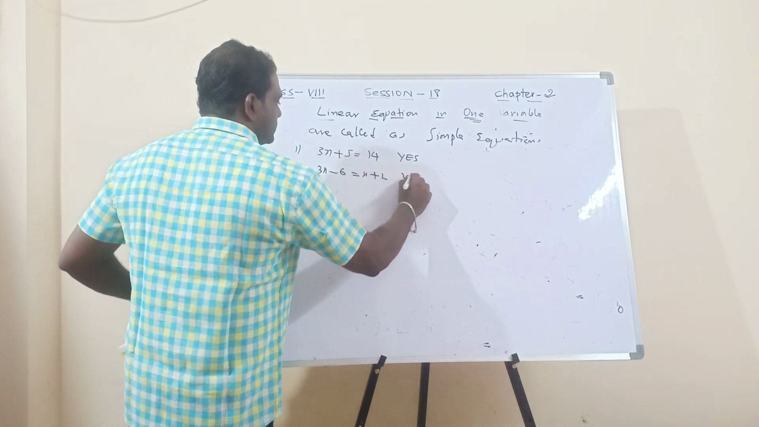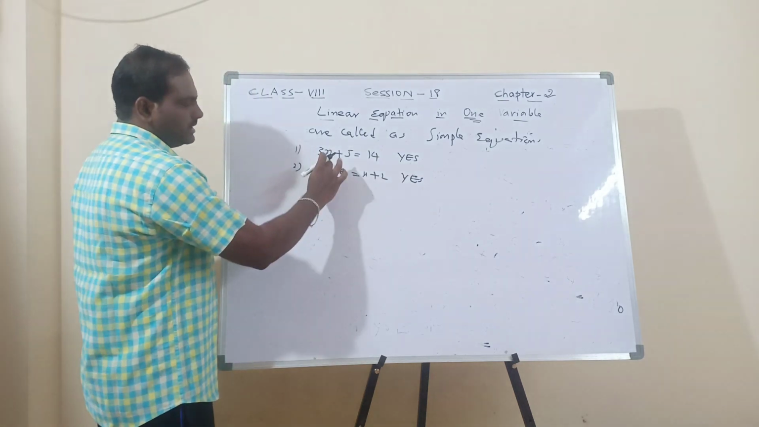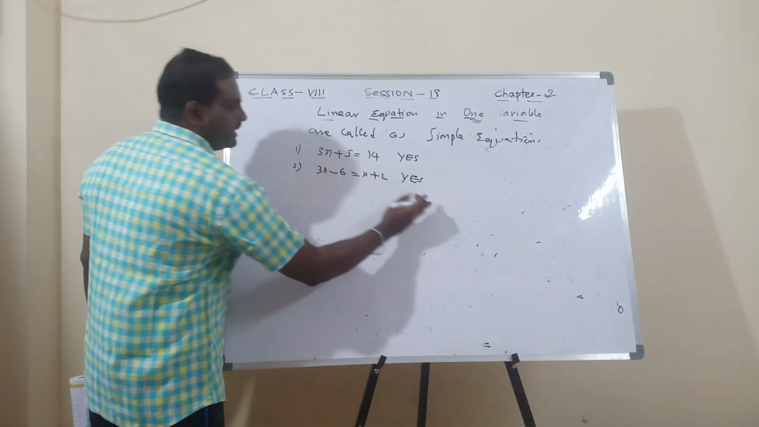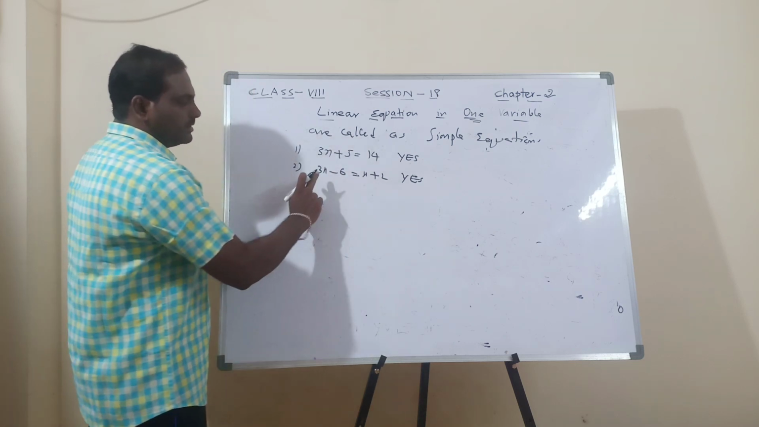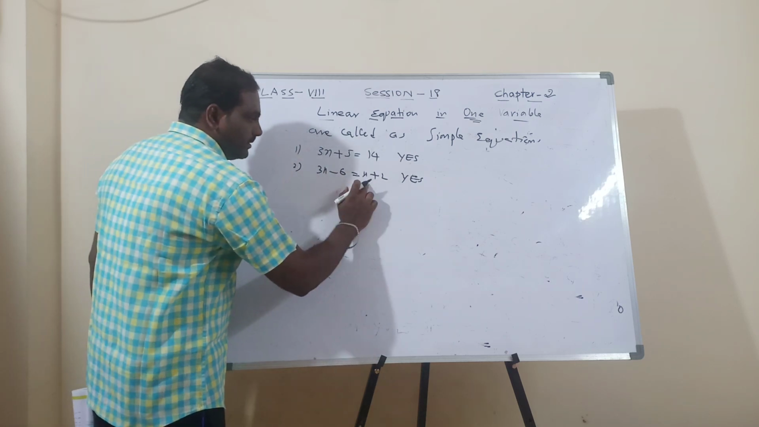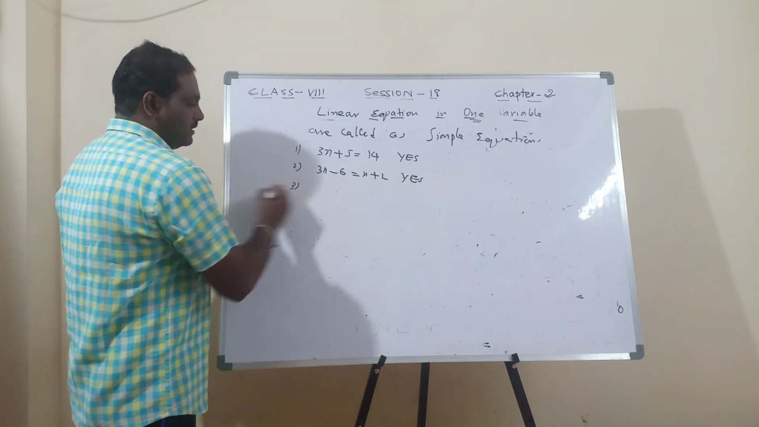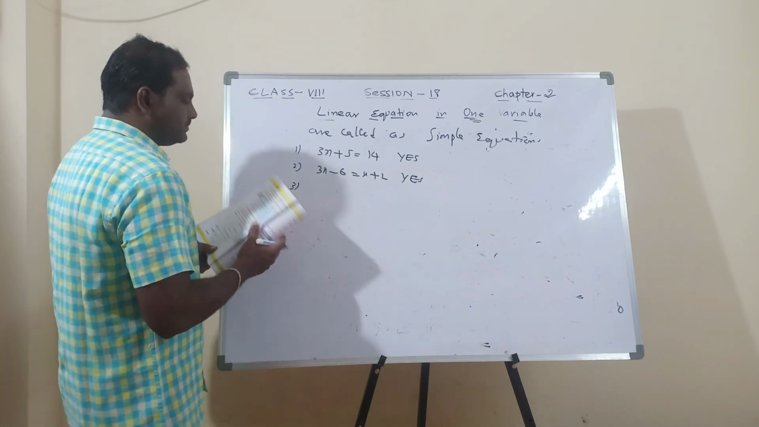It is also yes, because 3x has power 1, x has power 1, and we have LHS as well as RHS. So the degree is 1, and what is the variable? On both sides we have x only. So it is also yes. Next we will go for the third example.